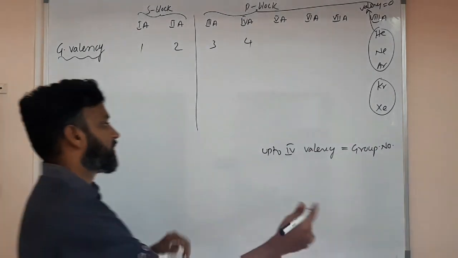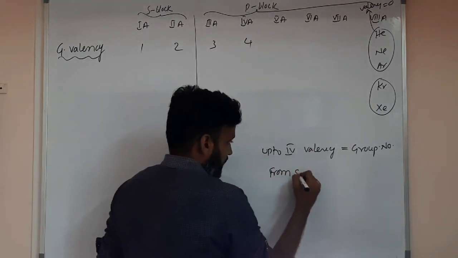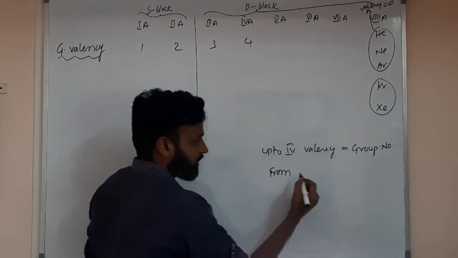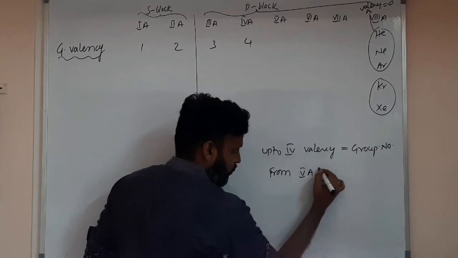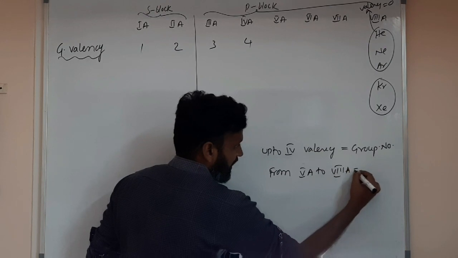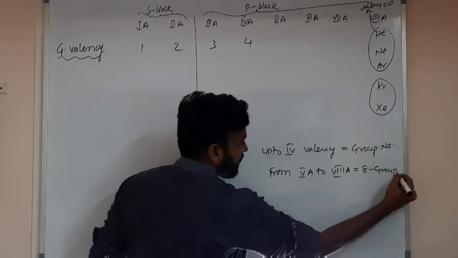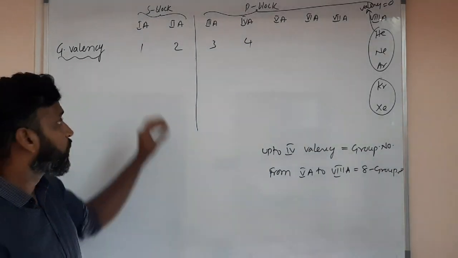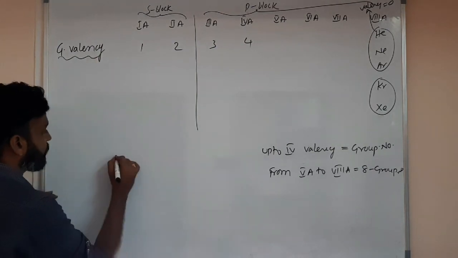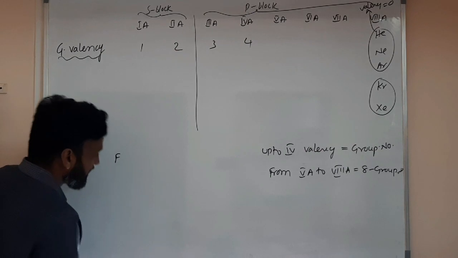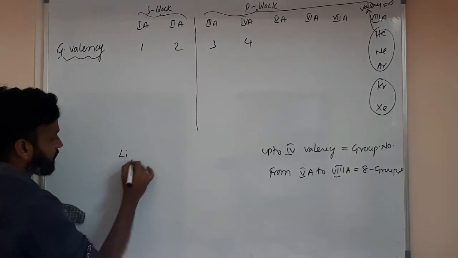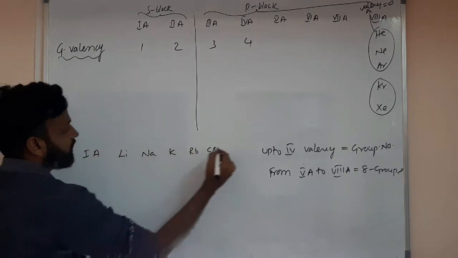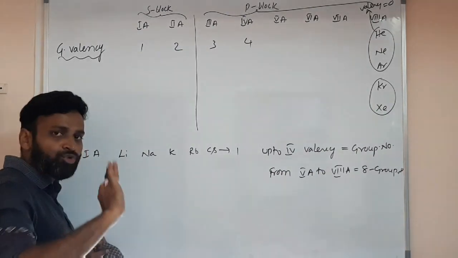Am I giving this? Yes. And from 5A to 8A, valency is 8 minus group number. I am writing the general valencies. For 1A group elements, valency 1: lithium, sodium, potassium, rubidium, cesium. These are 1A group elements, or not? Their valency is always 1, no other valency.